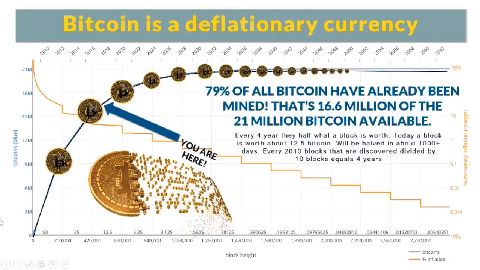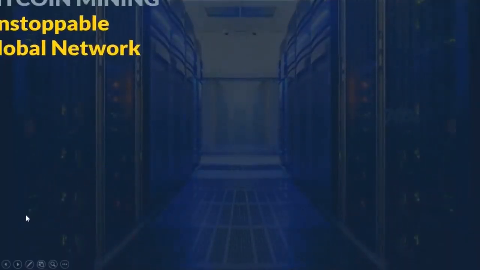Well, get this. To date, over 79% of all the Bitcoin that will ever be discovered has been discovered. That's 16.6 million of the 21 million Bitcoin that will ever be available. So there never will be more than 21 million Bitcoin available. So 79% of it has already been mined.